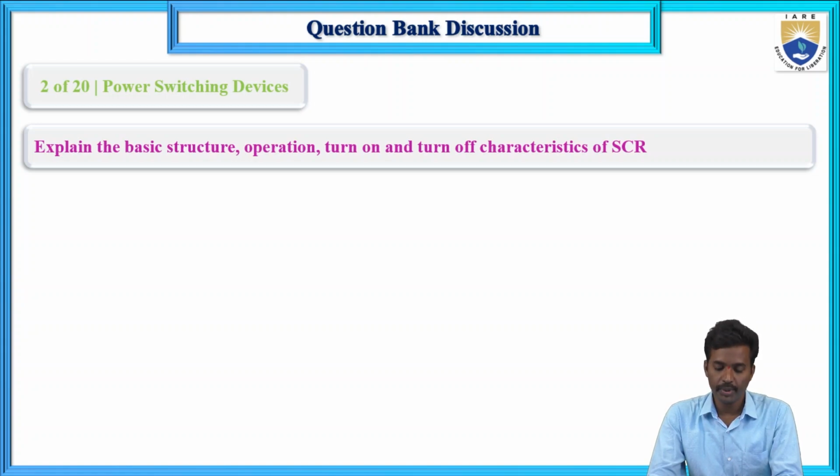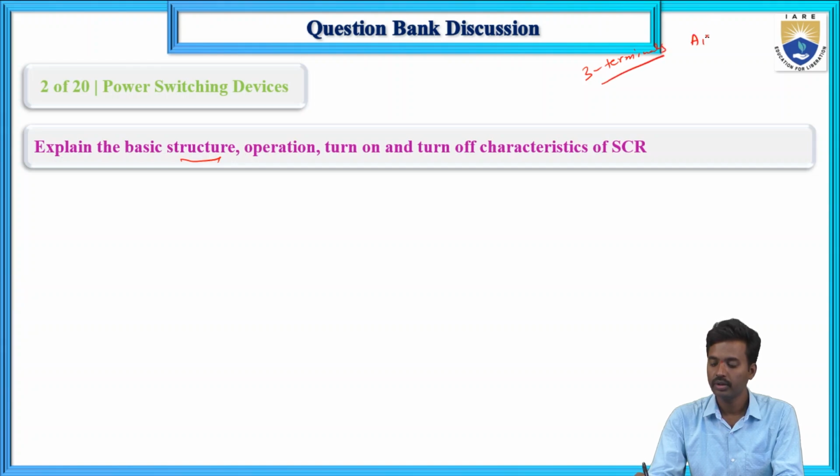Now here, the operation we have already studied in the previous question. And next, what about the structure? It has three terminals: anode, cathode and gate. So how many layers here? There are 4 layers, with alternate P and N layers.